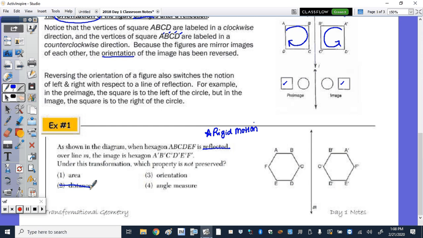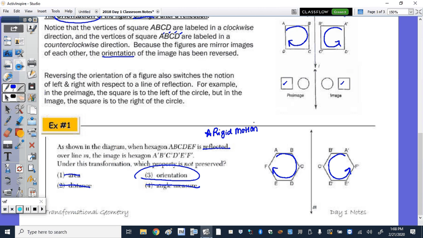both distance and angle measure are preserved, and therefore the area. So therefore, the orientation has to be different. And if we take a look at how the original hexagon is labeled, that's in a clockwise manner. And then the image is counterclockwise. So we can see orientation has been reversed.